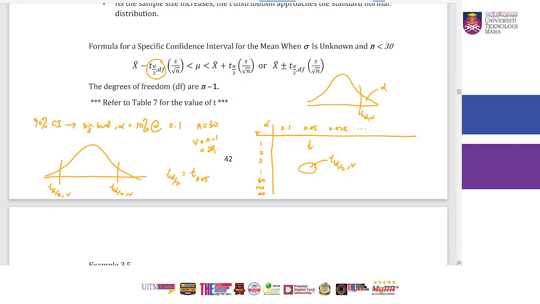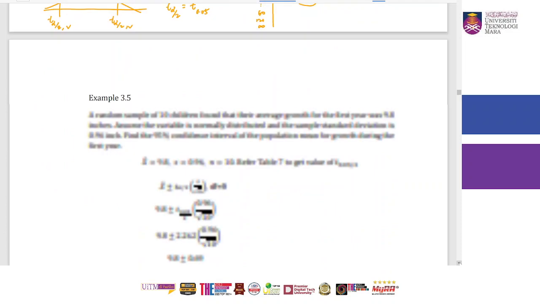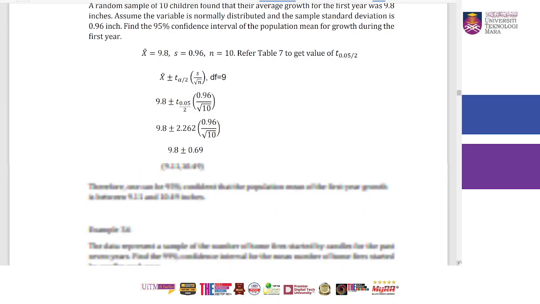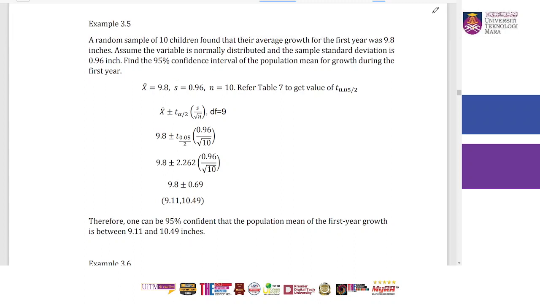Okay. So let's look at one example here. Bagaimana kita nak gunakan T distribution? So what is the criteria untuk kita tentukan bahawa kita perlu gunakan T distribution? Okay, first of all, kat sini bila you baca example 3.5 ni, it says here a random sample of 10 children. So nampak dah kan ni, 10 children. So kat sini kita dah tahu bahawa we have a small sample size.